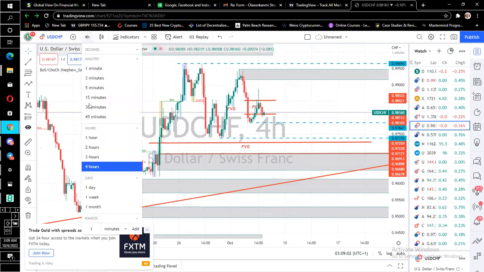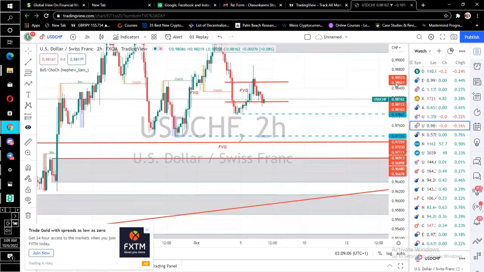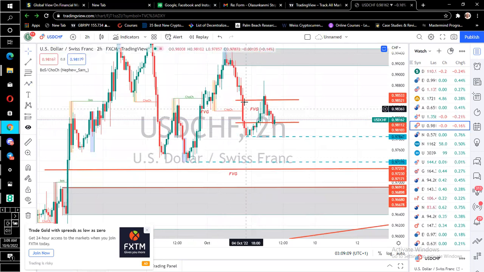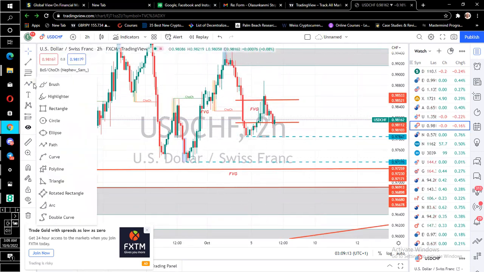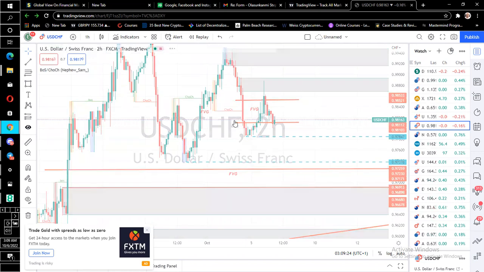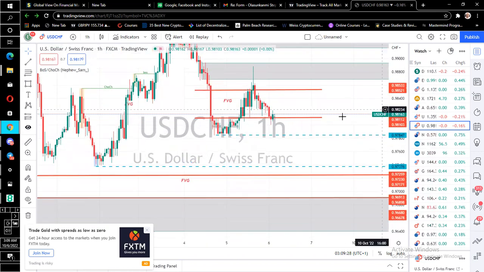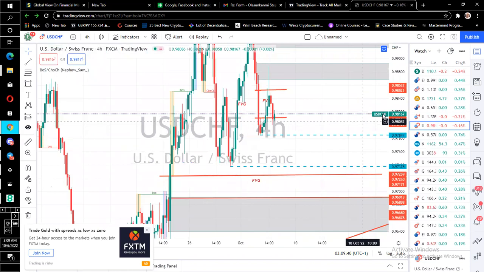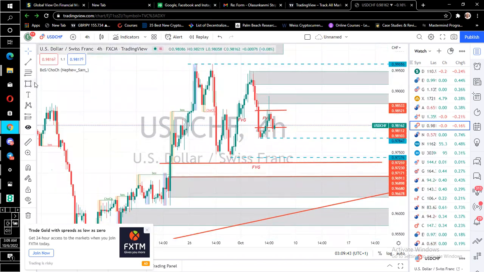Let's go to 2 hours. Let's go to 1 hour. Gap here, trade into the gap. I will see my bias will still be to the downside. I'm still expecting this to happen: a push to the downside before any movement to the up. This is what I'll be expecting to see today.